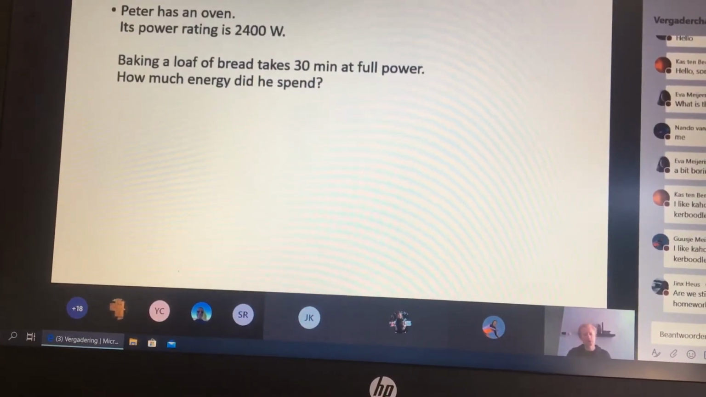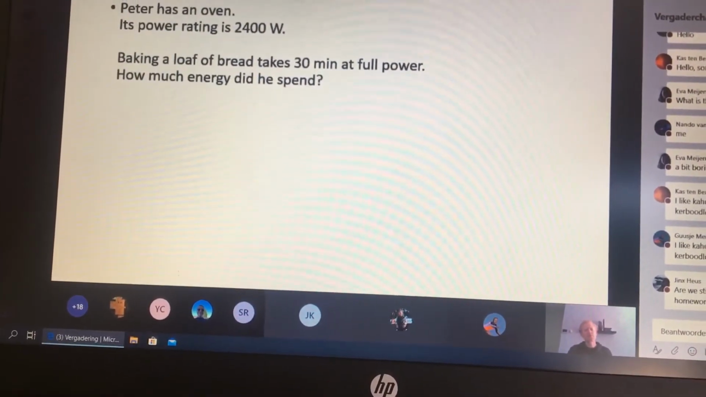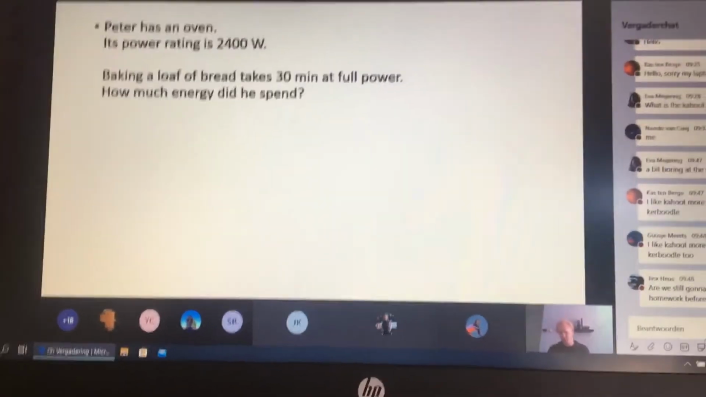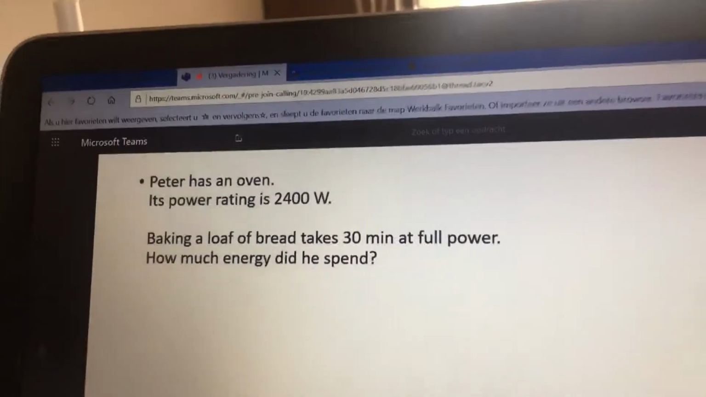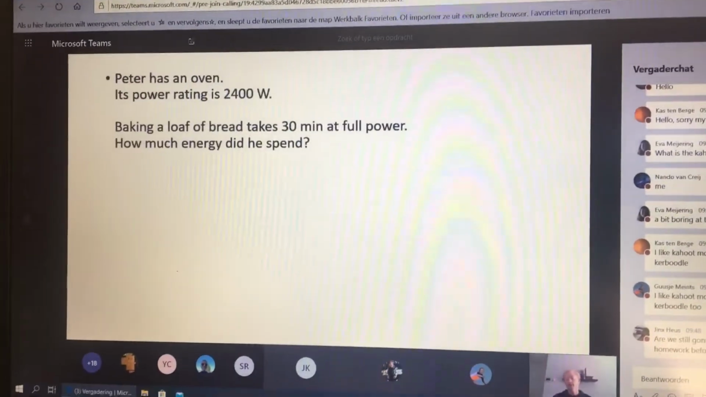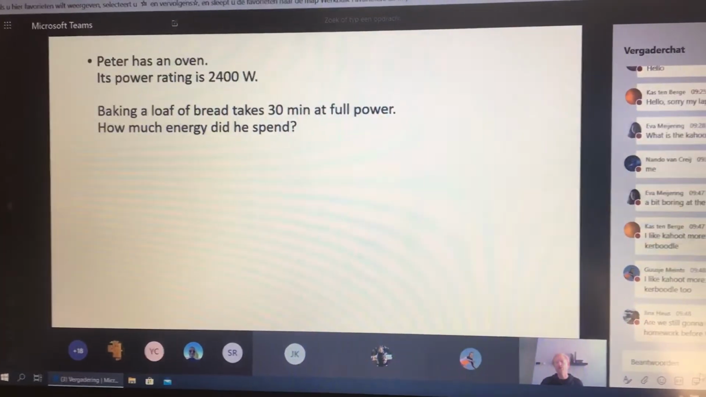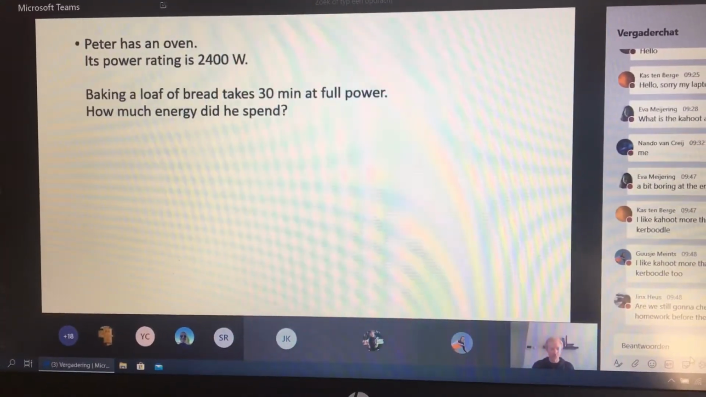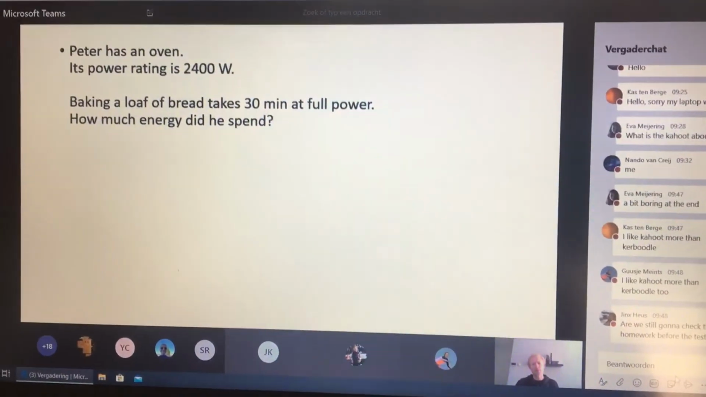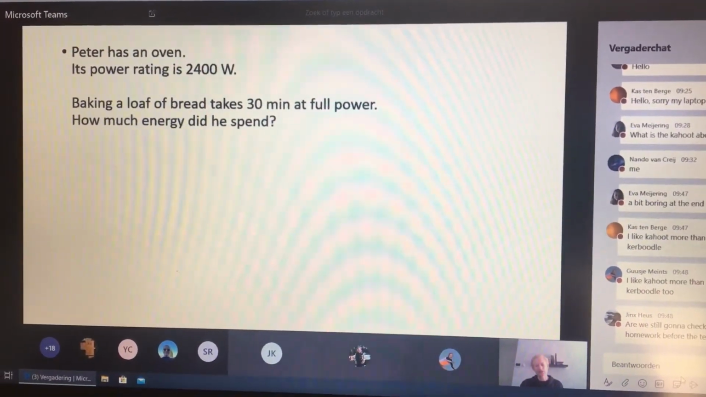Let's say a heater, an oven, its power rating is 2,400 watts. So that's the power of the oven. That says something about the energy it uses if it is on. If it is not on, it doesn't use any energy, obviously. So baking a loaf of bread takes 30 minutes at full power. How much energy did it spend?